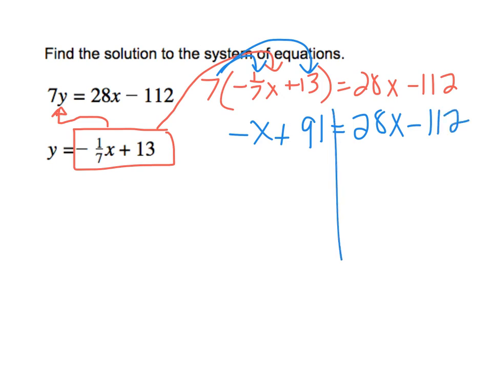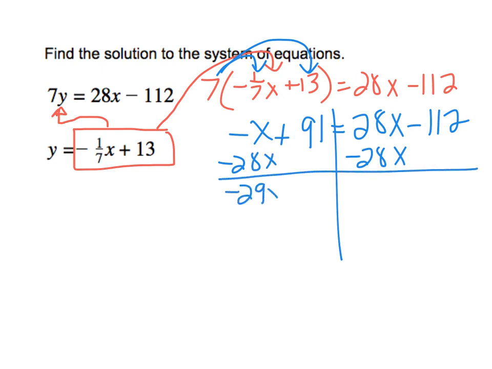Now I'm solving for x. I'm going to go ahead and subtract. I'm going to move my x's to the left, so minus 28x. Bring that down. That gives me negative 29x plus 91 equals negative 112.